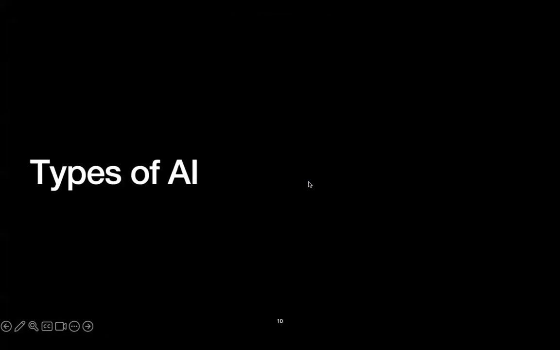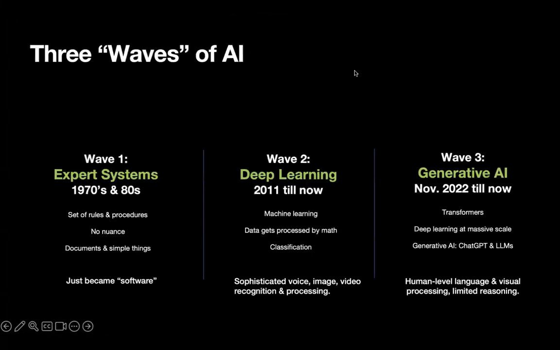All right, so types of AI. There's really a wave zero, which is the 60s, but they didn't really produce anything useful. So the 70s and 80s, there's a thing called expert systems. Almost nobody on the call has been paying attention when this happened. They really tried to put a bunch of rules and procedures together. It wasn't very good. Ironically, I use the word no nuance. The company that did the best job with Dragon Software, I believe they were called Nuance.